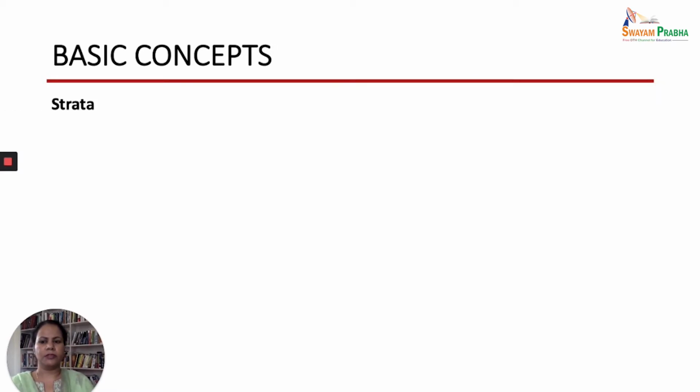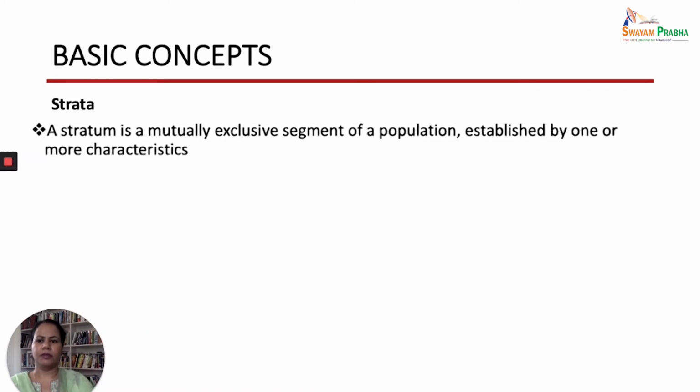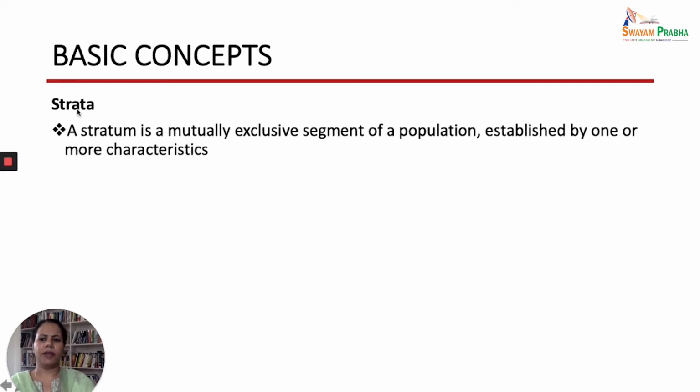Next concept is strata. What is strata? Strata is a plural, and in singular we can use it as stratum. So a stratum is a mutually exclusive segment of a population established by one or more characteristics. Based upon the characteristics, for example, gender-wise, male and female can be the two strata. We can divide our population into that, and out of these strata we can select the sample.